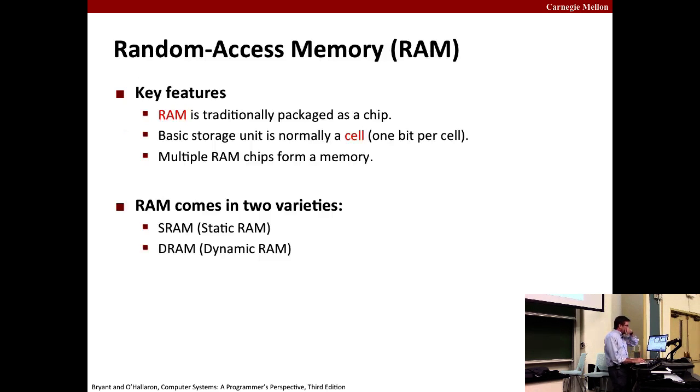Okay, so we'll look at memories first. Now the workhorse memory is called a random access memory, or RAM. It's traditionally packaged up as a chip, and then you put multiple chips together to form your main memory. And there's a basic storage unit called a cell, where each cell stores 1 bit. Now RAM comes in 2 varieties. There's SRAM and DRAM, and they're distinguished by the way that those cells are implemented.